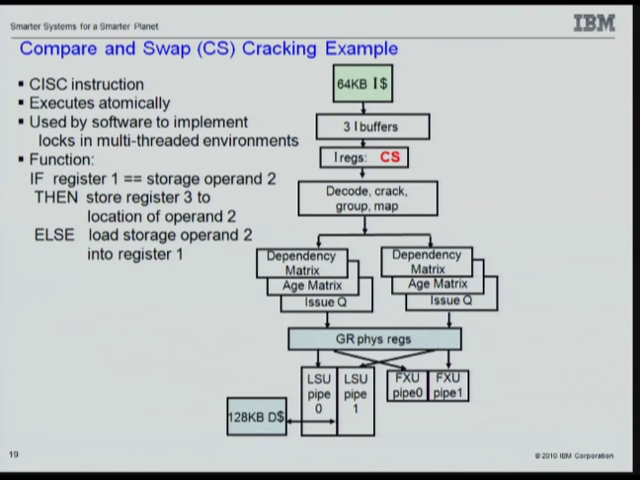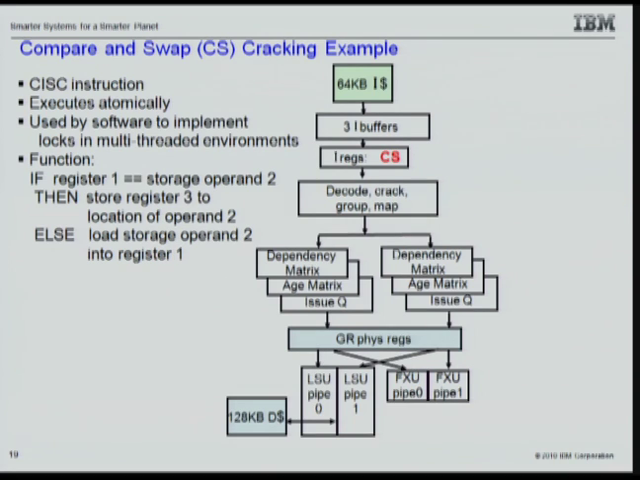Okay, here's an example of compare and swap. Now, I tried to think about how to explain this instruction. This is a CISC instruction, and it's used by software primarily to implement locks. And so the clearest way to think about this instruction is it's a way to test a location in memory, typically to see if it's zero. And if it's zero, to have this instruction store a non-zero value into that memory location. In this way, two threads effectively communicate through a lock. And since it executes atomically, there's no way that both threads can see the zero.